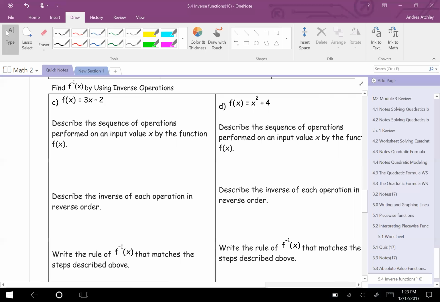Okay, describe the sequence of operations performed on an input value x by the function f(x). So what it's saying is, what would I do to a number? So say I plugged in 5 for x. If I plugged in 5 right in here for x, what's the first thing I would do to that 5? Multiply it by what? By 3. So my first step would be to multiply by 3. Okay, so that's my first step. After I multiplied by 3, what would I do? I subtract what? Subtract 2.